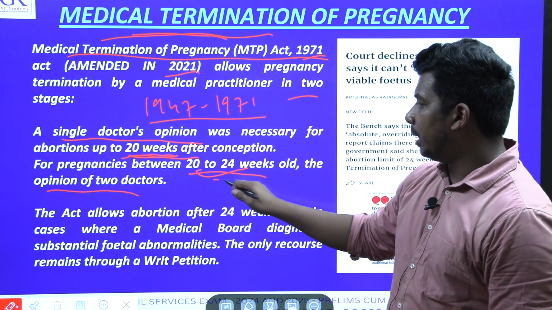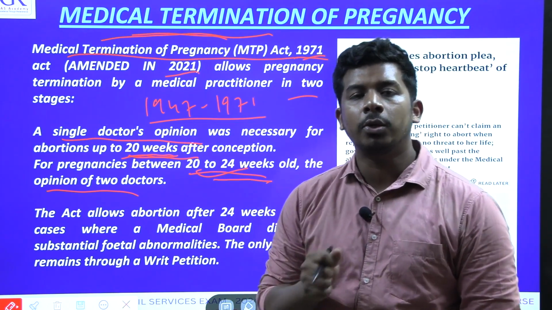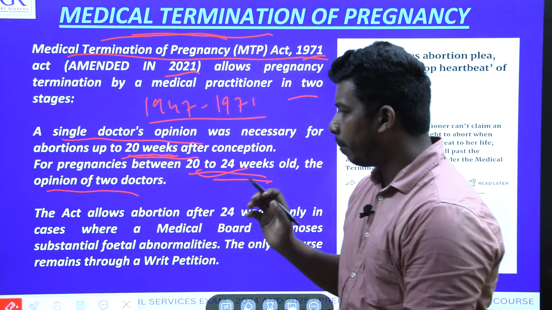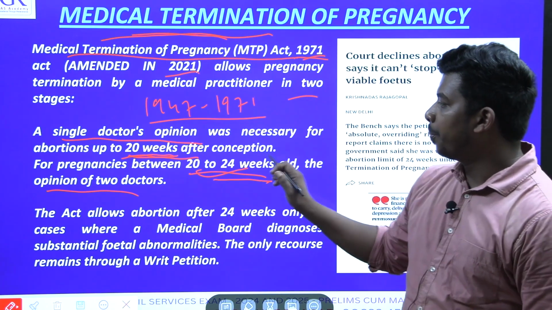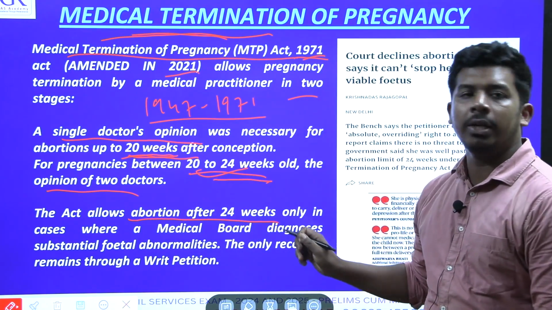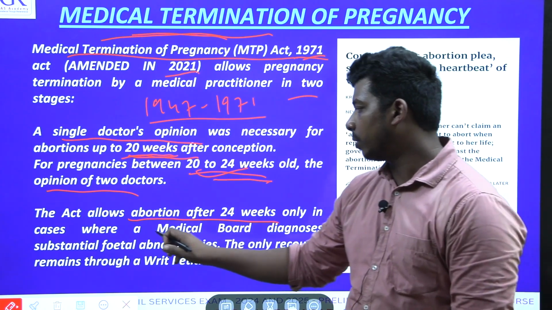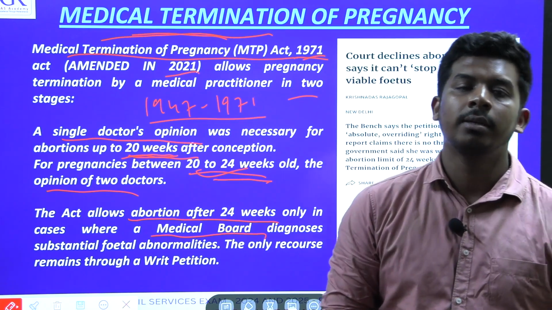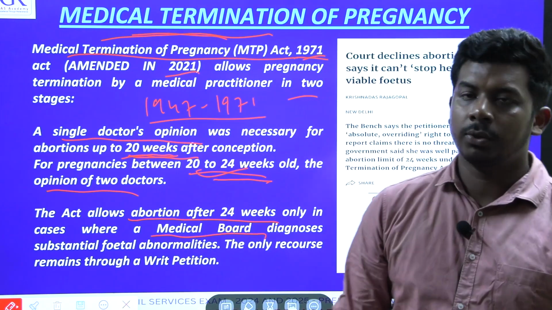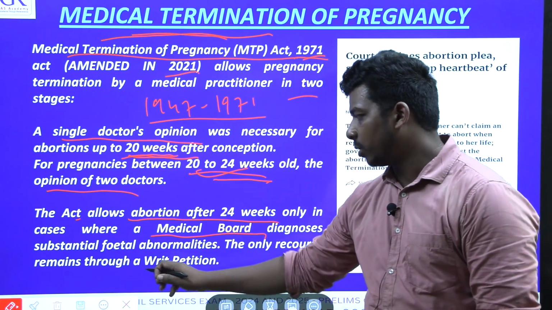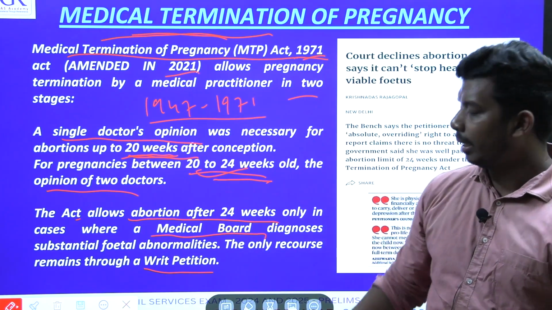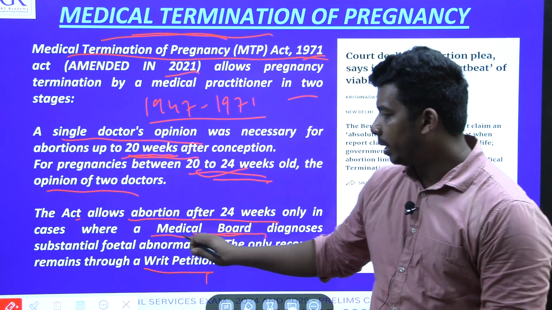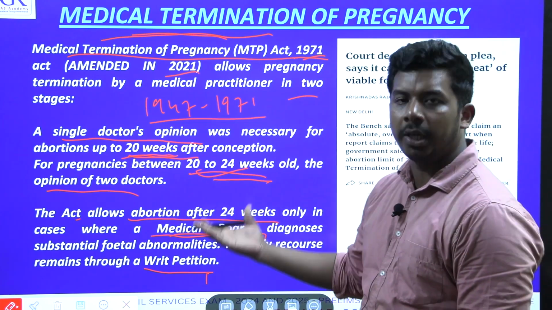Then, this act does not allow termination of pregnancy beyond 24 weeks. This act allows termination of pregnancy up to only 24 weeks. But under exceptional circumstances, if someone wants to abort beyond 24 weeks, they have to get approval through a medical board, and the medical board does not give any approval without the recommendation from the High Court. So this particular woman has to first go to the High Court or Supreme Court, submit a writ petition and get an order after the recommendation of the medical board. So that is the only way beyond 24 weeks.